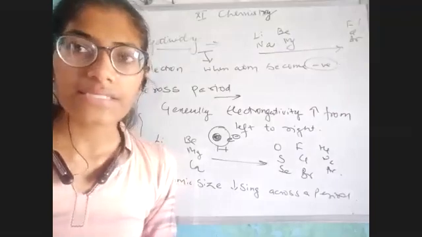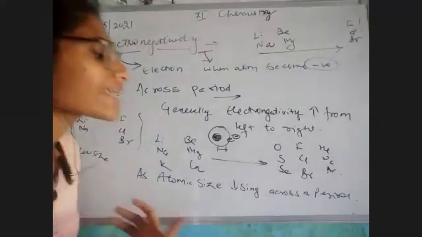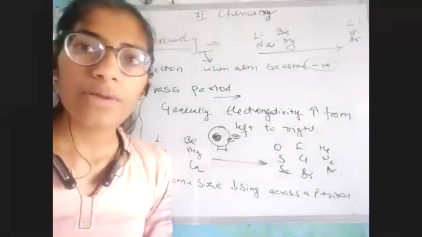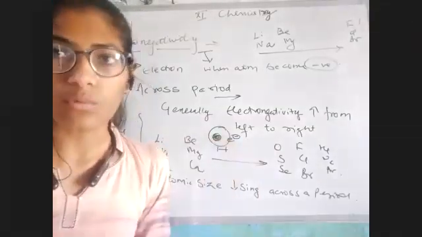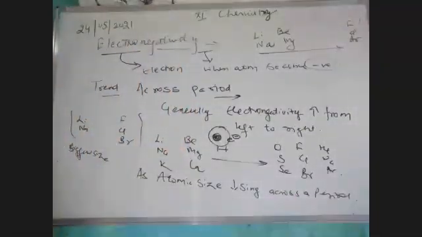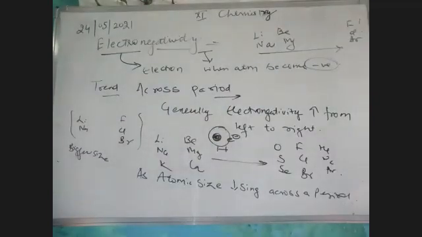Now, since we have done the electronegativity across a period, let's go on with the topic of electronegativity down the group. अभी तक हमने सिर्फ across the period में check किया है. Let's move with down the group, and it is quite similar. You will see that.